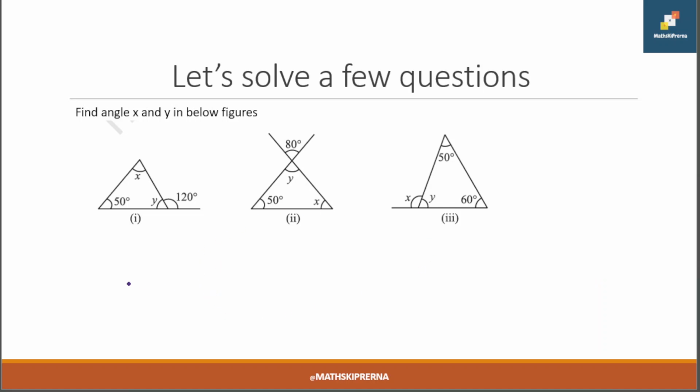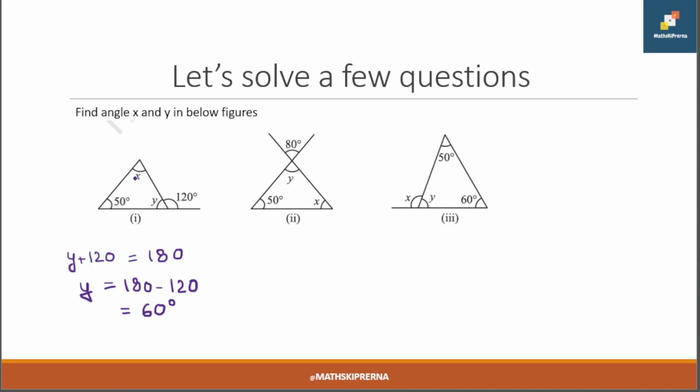Okay, now here we have to find the value of x as well as y. So we will be using more concepts here. So let's first do this question, which is part 1. Now here we can see this is the exterior angle and this is the adjoining interior angle. The sum of these two will be 180. So y plus 120 is equal to 180. So y will be equal to 180 minus 120, which is nothing but 60 degrees. So we have the answer for y.